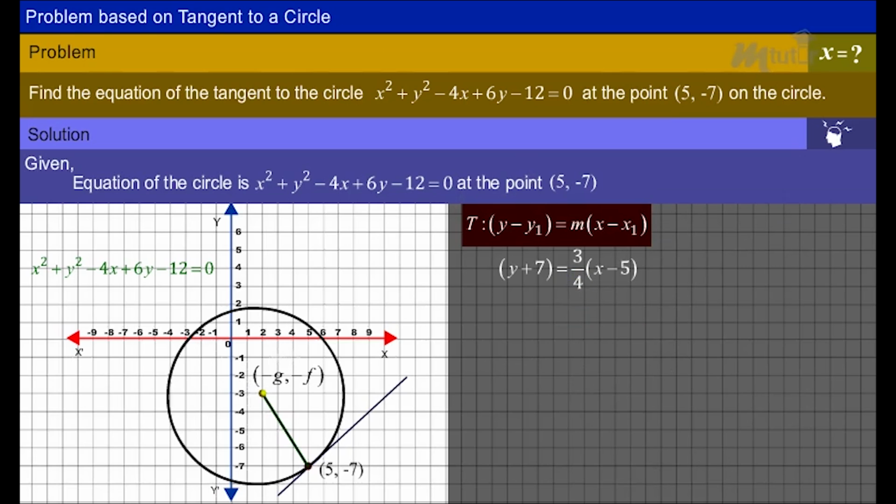Taking the denominator 4 to the left hand side, we get. Simplifying the equation, we get. Rearranging the equation, we get. This is the required equation of tangent to the given circle at the given point.